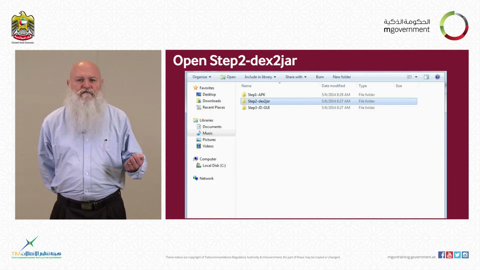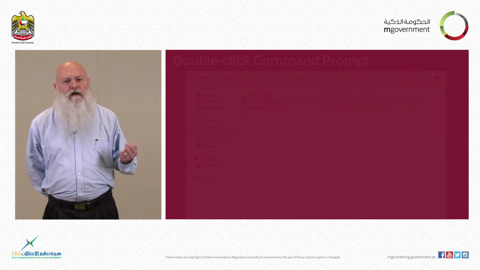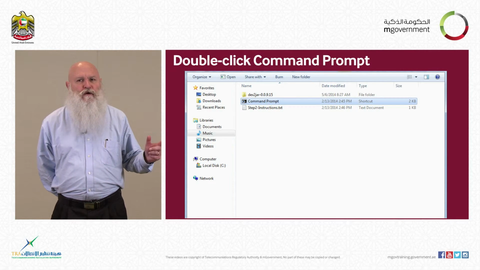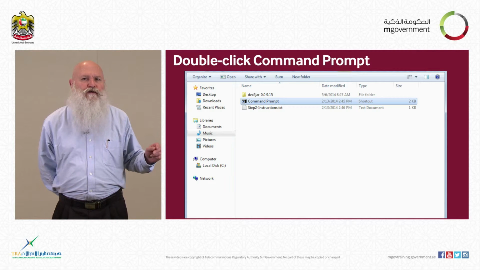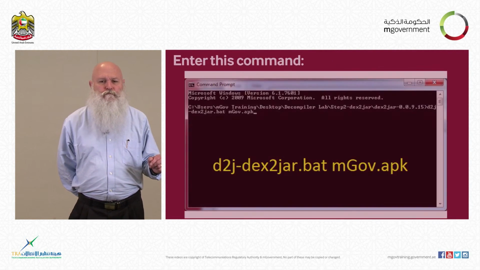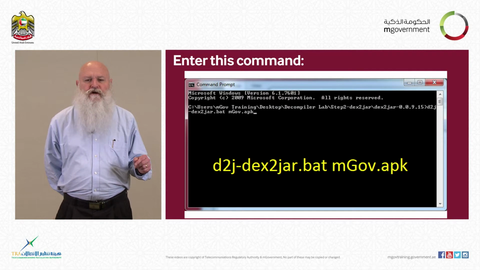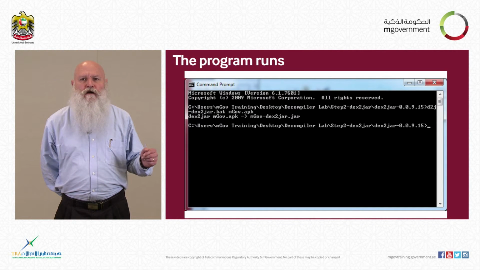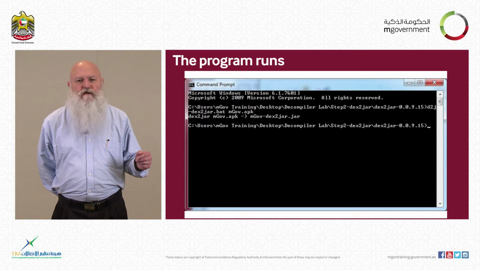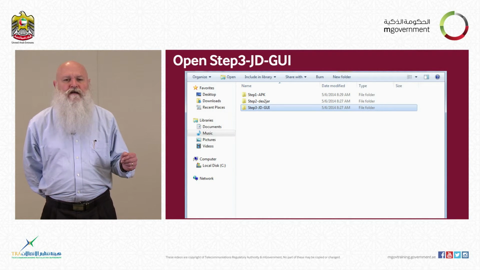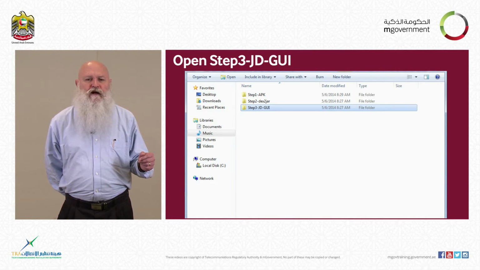Open the directions and follow them. It will tell you to double-click on the shortcut provided in the folder to open a command prompt. It's important that you use this shortcut because it will open in a specific directory with the execution path set to access the tools we're going to use. Once you're in that directory, type the following command: d2j-dex2jar.bat mgov.apk. This will do the dex to jar conversion process and produce a jar file. Once we're finished here, go into the next higher directory, go into Step 3, open the directions and follow them.